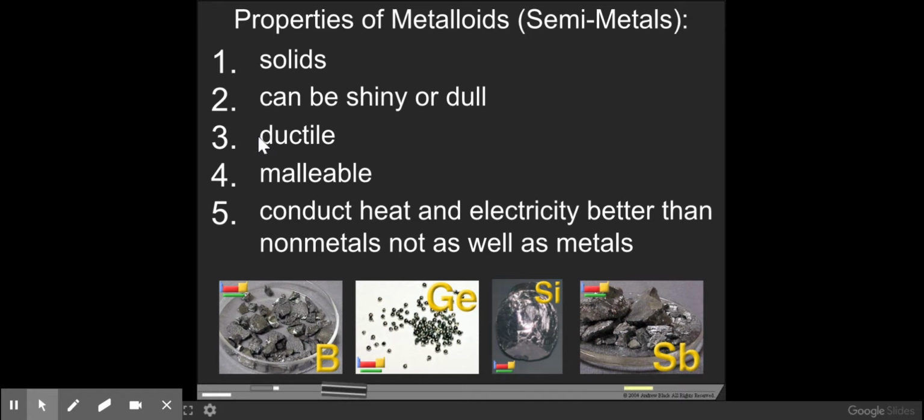So I would expect these characteristics because they have some properties of being metals and some properties of being nonmetals. That's why they're semi-metals. So it makes sense that they're a solid, and they could either be shiny or dull because, again, they could be a little metallic looking or a little bit not. They have some properties that metals have, ductile and malleable. And they do conduct electricity and heat, but they only do it better than nonmetals who don't do it at all. They don't do it as well as metals who are very good at this. So their properties make sense.